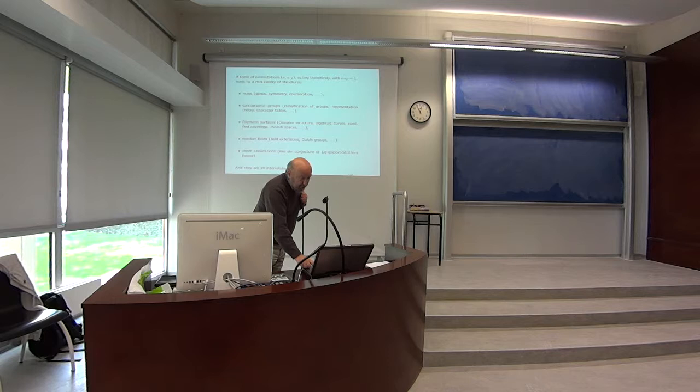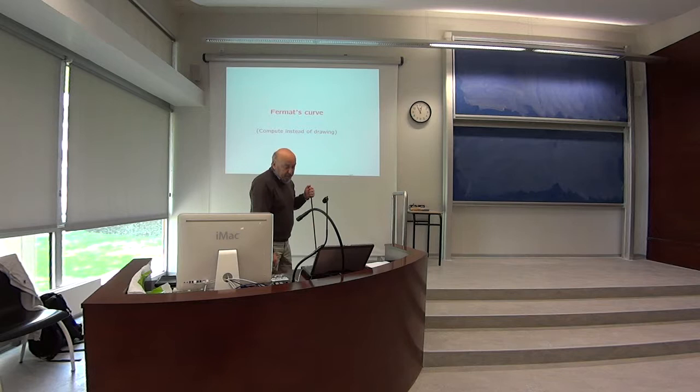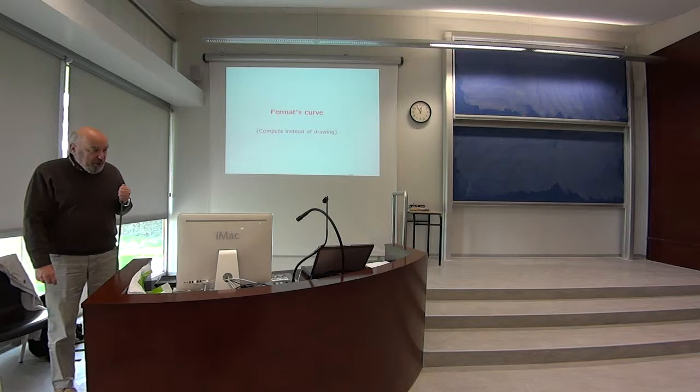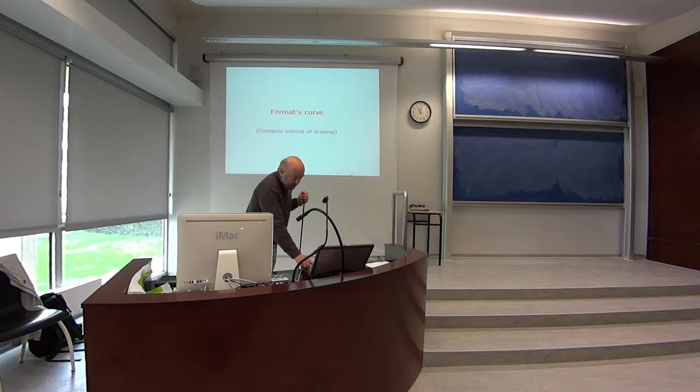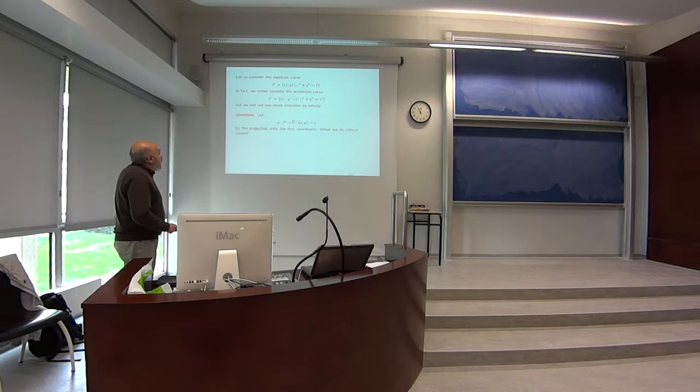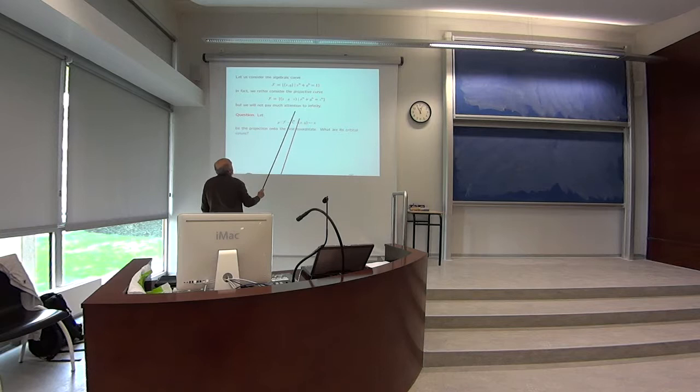Okay, so now an example. Yesterday I showed an example where it is interesting to draw instead of computing. Now an example where it is interesting to compute instead of drawing. So let us consider the following algebraic curve, x^n + y^n = 1, or in projective coordinates, x^n + y^n = z^n. The Fermat curve.